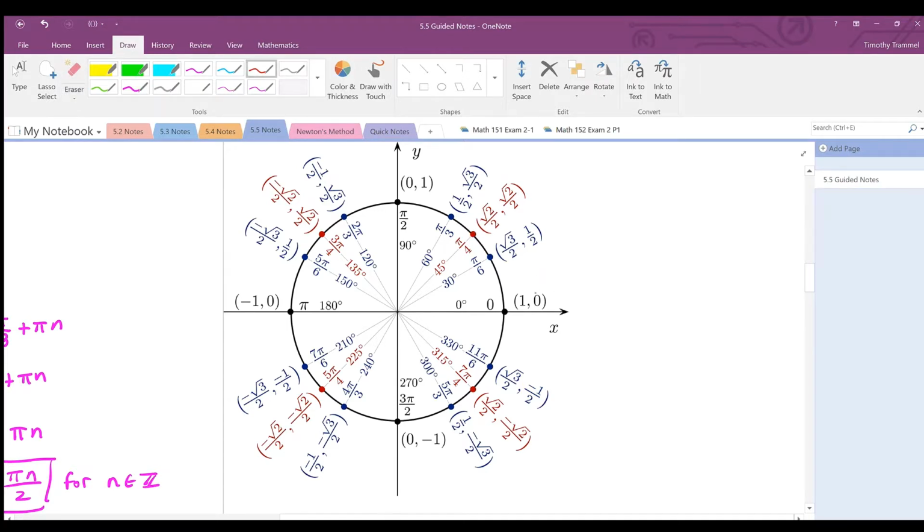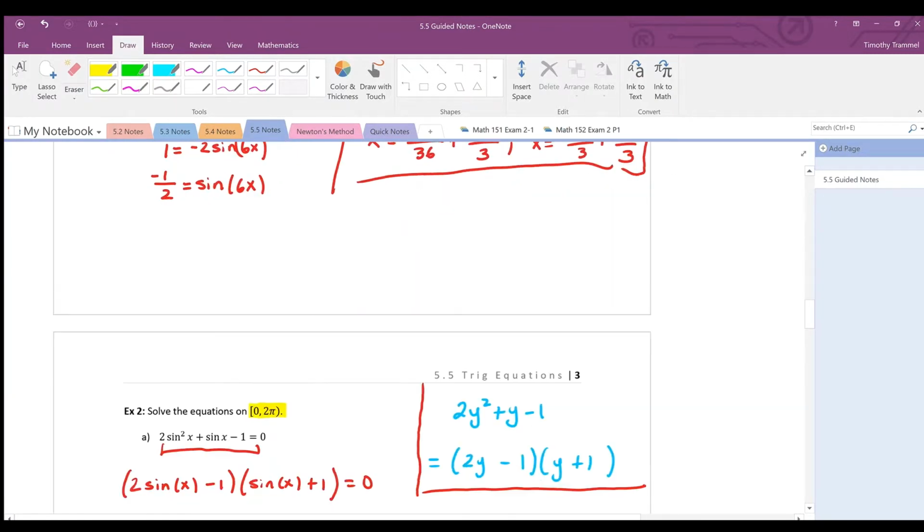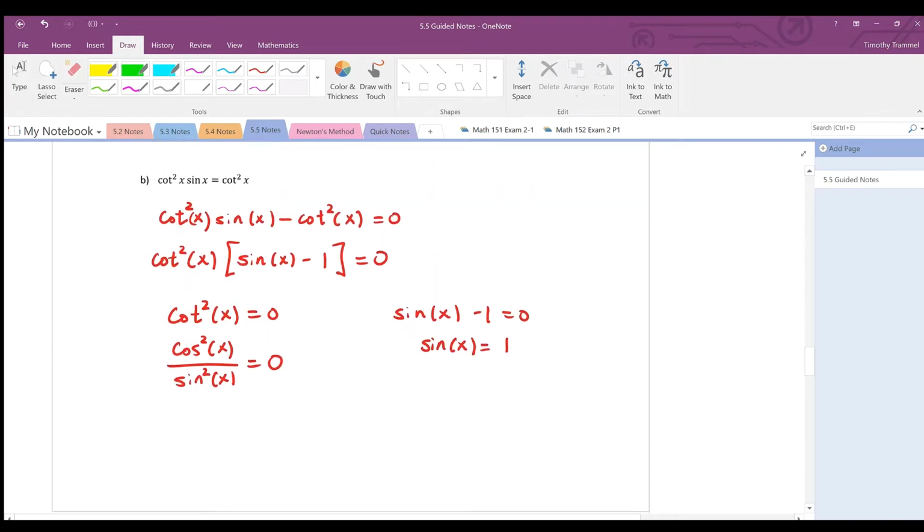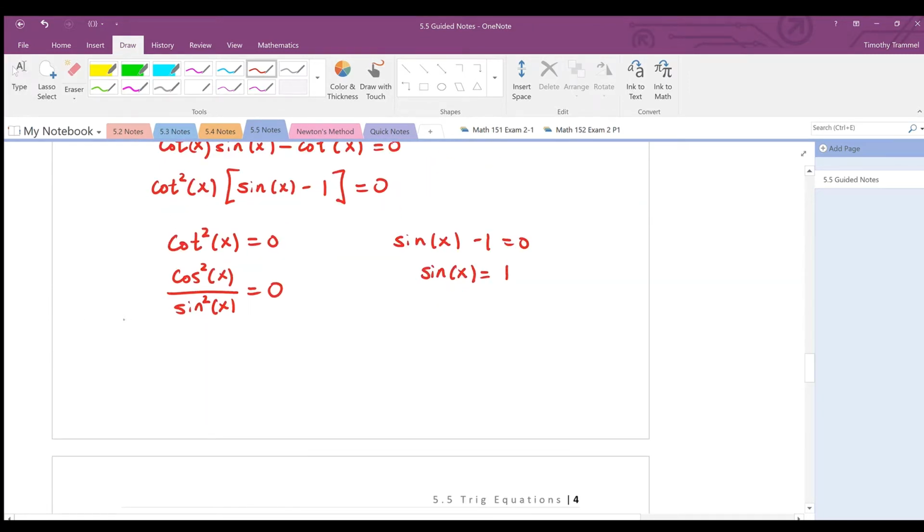That happens, what, here and here, right? This is where cosine would be 0, pi over 2 and 3 pi over 2. Let's go ahead and record that down here. So we have x equals pi over 2, x equals 3 pi over 2.